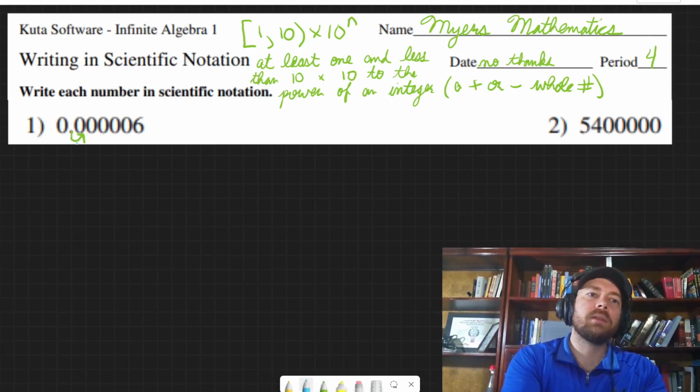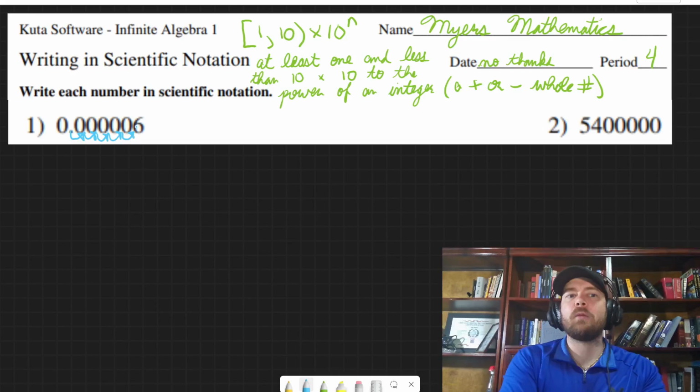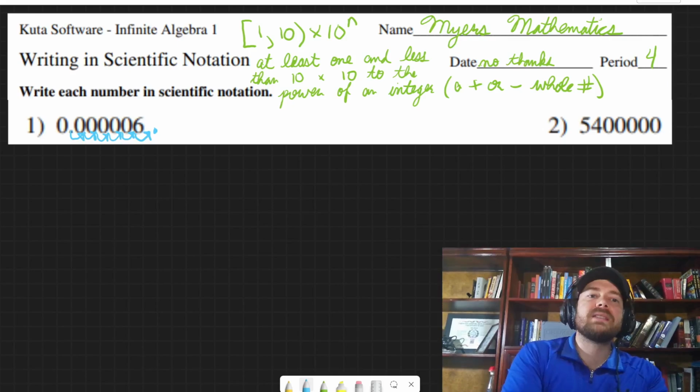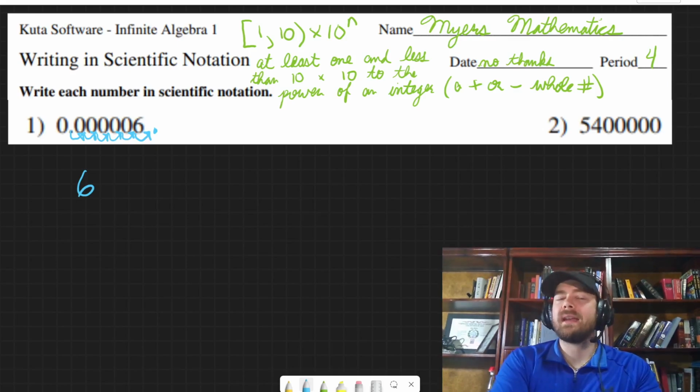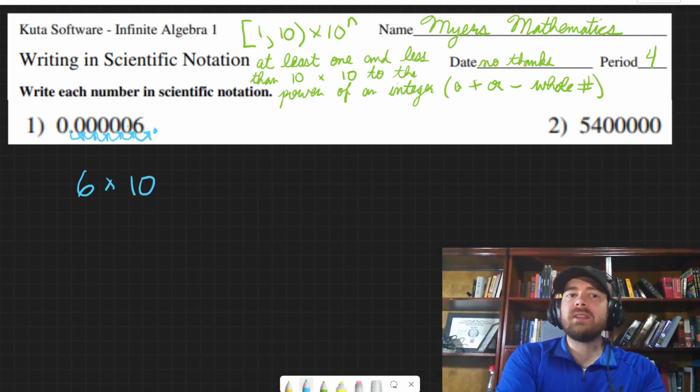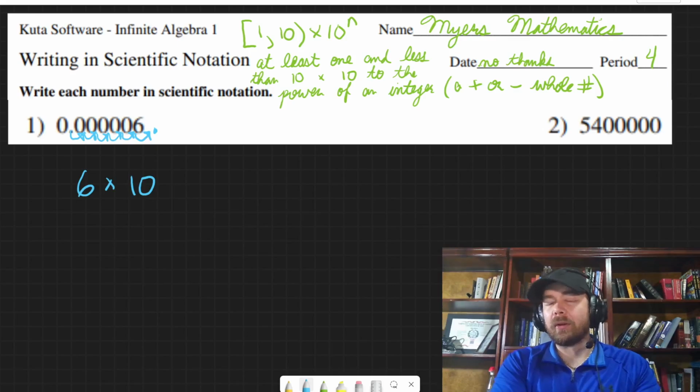Let's do blue for this one. So this is going to be 1, 2, 3, 4, 5 so far. That would be 0.6 if I move it 5 spaces. Looks like I need to move it 6 spaces, the decimal point, that is. 1, 2, 3, 4, 5, 6 spaces in order to change it to the number 6. 6 is a number that is at least 1 and less than 10. So that works. And then I times it by 10. Now this is a small number, 0.000006.